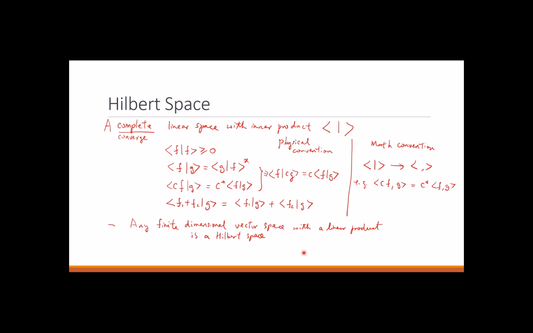Now, you think about when we talk about the yes and no space, right? The qubit space. I don't know if we define the inner product. We kind of define the inner product. If we define the inner product, that is a Hilbert space. And definitely for electrons, spin up and spin down is a Hilbert space because it's a finite dimensional vector space.